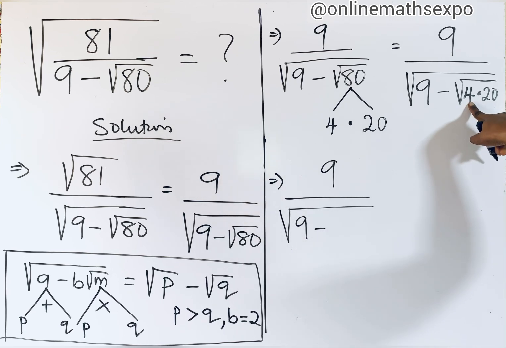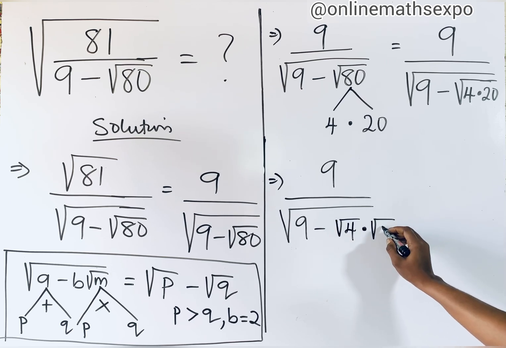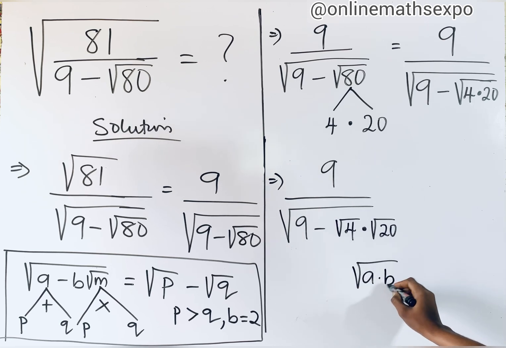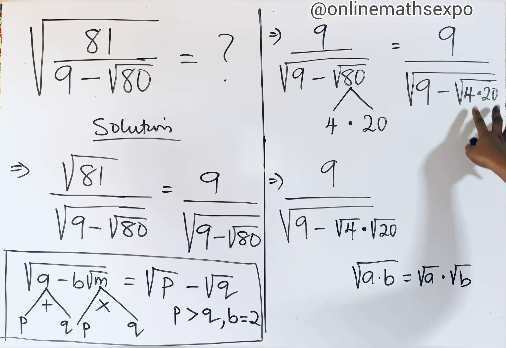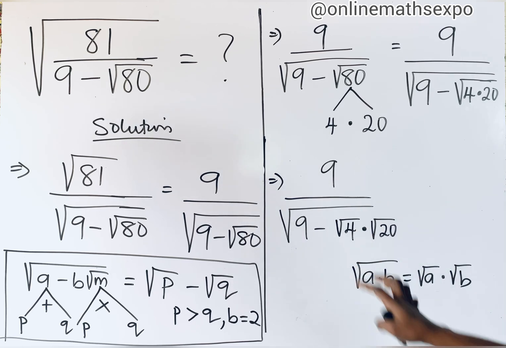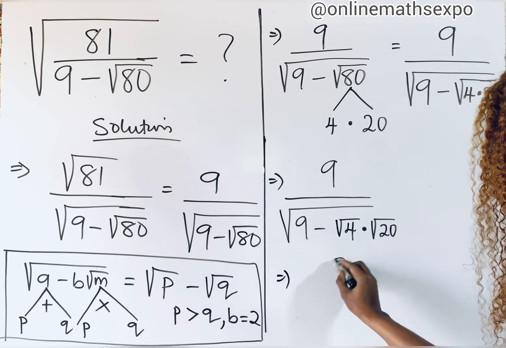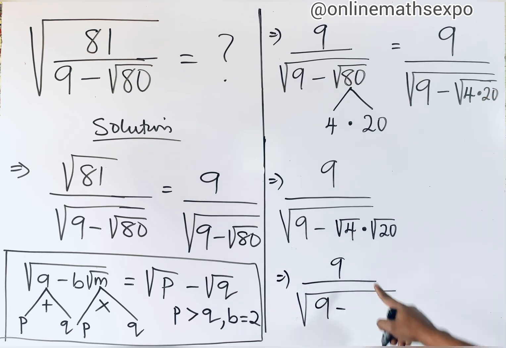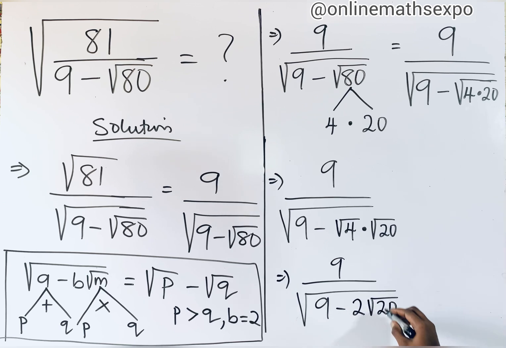Keep simplifying it. You are going to have 9 divided by root of 9 minus, now this as you know is the same as root of 4 multiplied by root of 20. Just know that for every root of a multiplied by b, it is root of a multiplied by root of b. So you apply this when you have it in this form to get this. I hope this is understood. Now if you keep simplifying this, we are going to have 9 divided by root of 9 minus, now this will give us 2, okay? So we have 2 root 20.